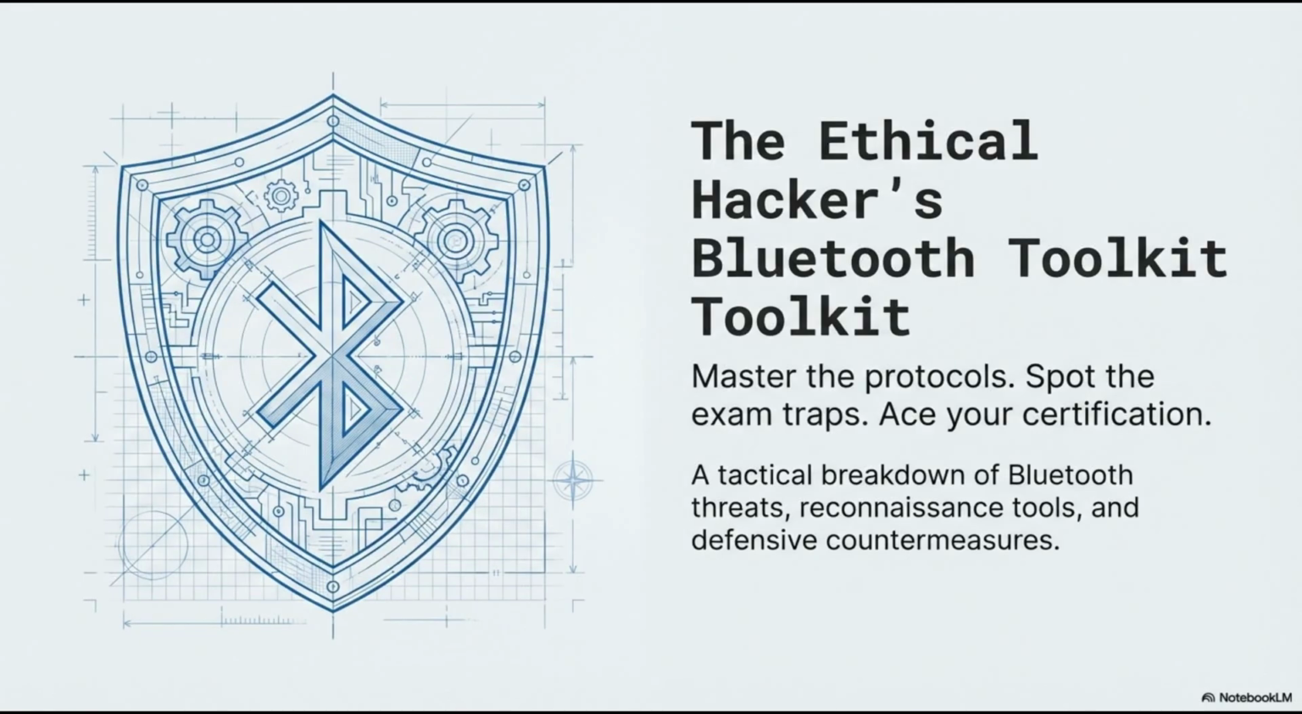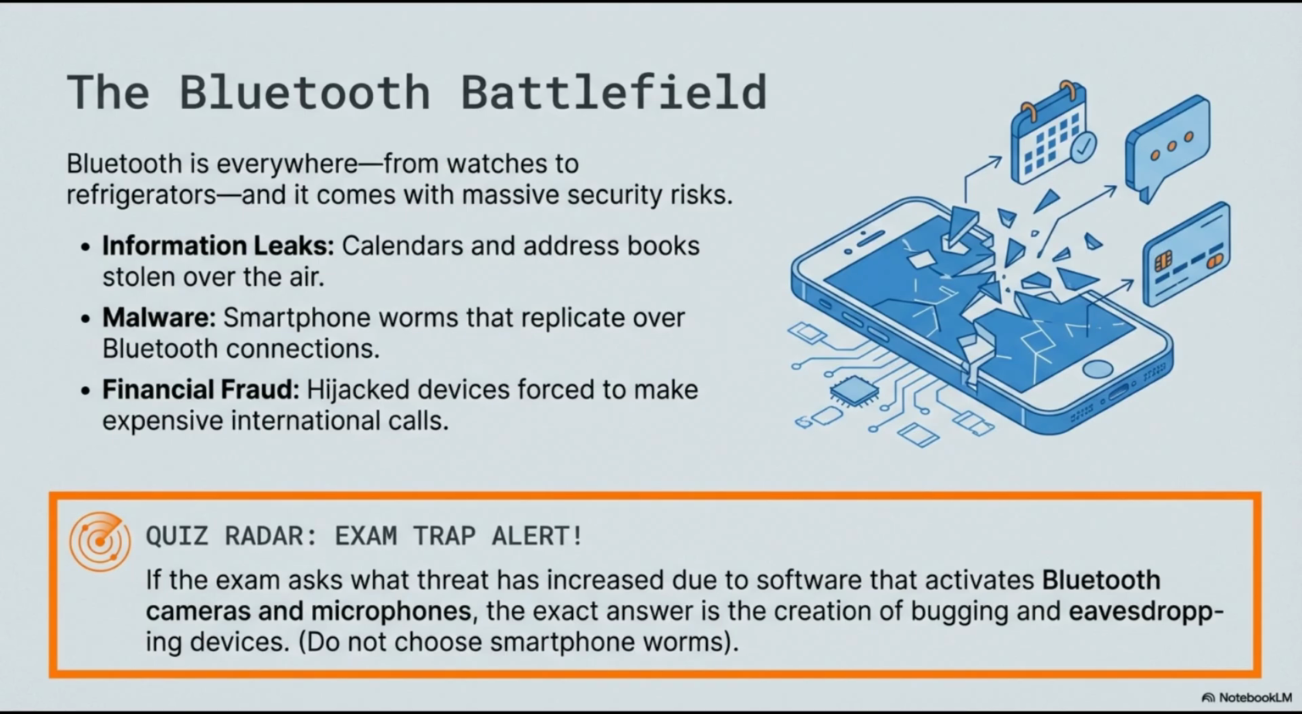Now let's transition to slide 2, titled The Bluetooth Battlefield. We know the devices are everywhere, but the sources categorize the actual threats into 3 main buckets. The big 3. First, we have information leaks. This is your calendar, your address book getting pulled right over the air. Second, malware, specifically smartphone worms that exploit Bluetooth connections. And third, financial fraud. Which is where a hijacked device is remotely forced to make expensive international phone calls.